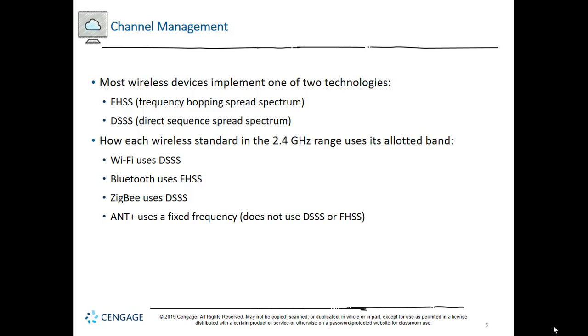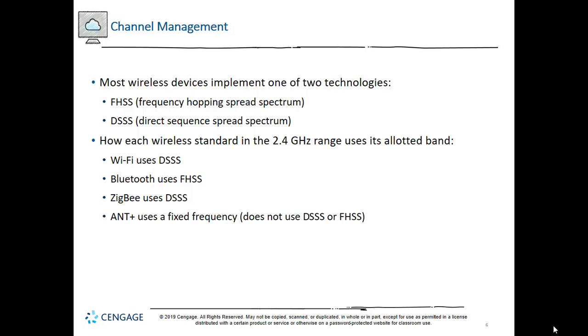Now, there's another thing out there called Zigbee. Zigbee is commonly used in industrial, scientific, and medical devices, and it uses DSSS and 16 channels. And then there's this thing called ANT+, commonly used in activity monitoring devices. It uses a fixed frequency, and therefore it doesn't use DSSS and it doesn't use FHSS.